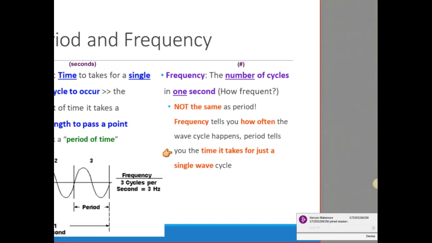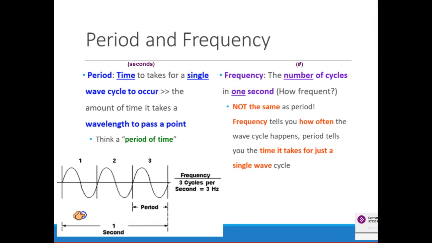So for example, you can see right here, we've got 1 second, and in that 1 second, there are 3 waves, right? 1, 2, 3. And so the frequency for 1 second is 3 waves. Smiley faces if that makes sense. There are 3 waves or 3 cycles in this 1 second. So that's our frequency. So our frequency is 3 cycles in 1 second.